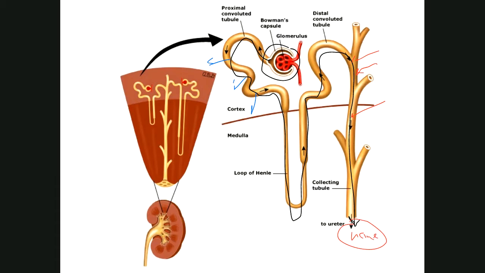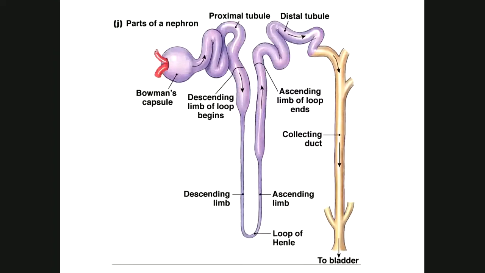So the nephron is where urine is produced. So here is the tubular portion of the nephron. And it starts with a capsule. It's sort of like a cup. It's called Bowman's capsule. It's also called the glomerular capsule.